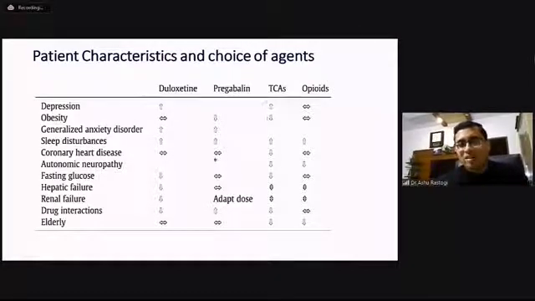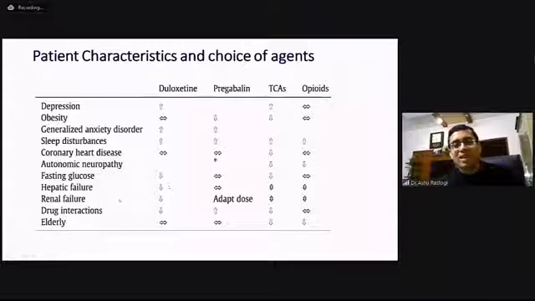If a patient is depressed, definitely a tricyclic antidepressant should be used. If a patient has coronary artery disease, which is very common because these patients also have macrovascular complications, ideally you should not use TCAs because they can worsen ACS or MI. If the patient has a very high blood glucose, ideally you should not use duloxetine or TCA because they have been shown to increase blood glucose. So the best drug in this scenario would be pregabalin. If the patient has hepatic failure, again, the choice of drug can be pregabalin or TCA or opioids, but never duloxetine.